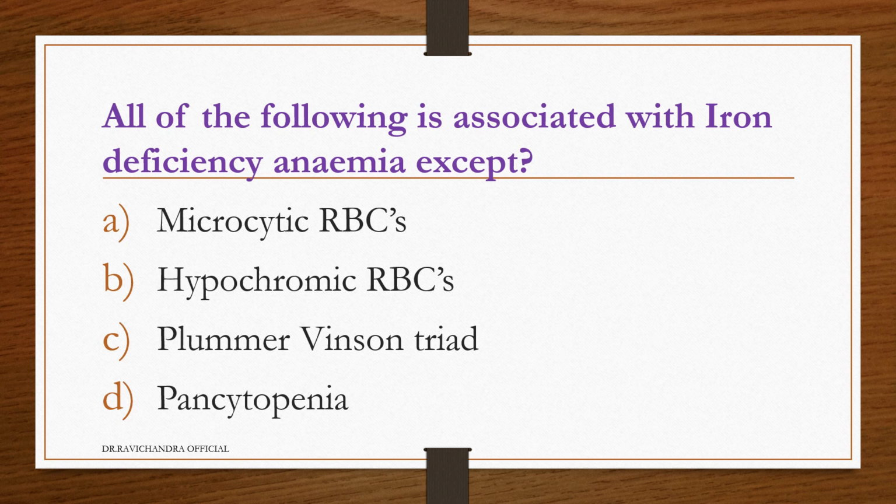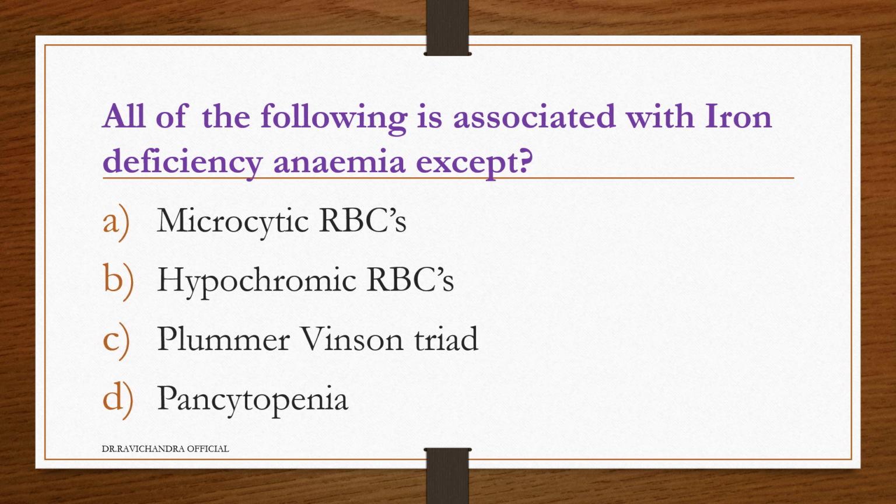All of the following are associated with iron deficiency anemia except option A, microcytic RBC, option B, hypochromic RBC, option C, Plummer-Vinson triad or Plummer-Vinson syndrome, option D, pancytopenia. The correct answer is pancytopenia.